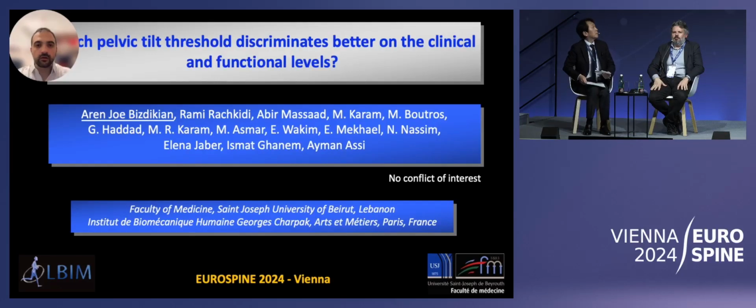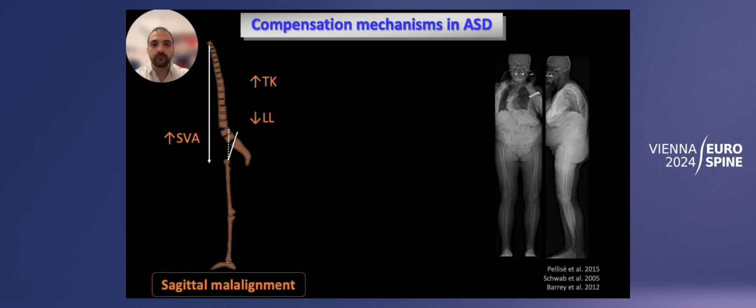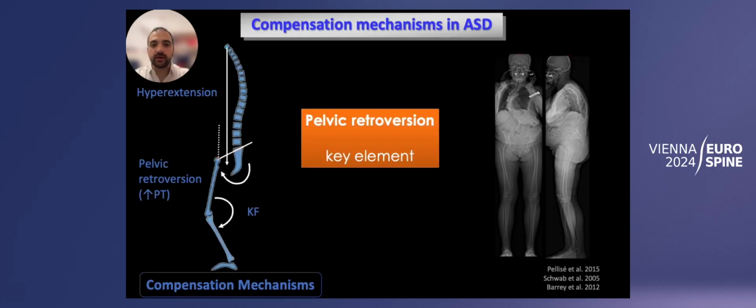Good morning. Today I will be discussing which pelvic tilt threshold best discriminates on both the clinical and functional levels. Adult spinal deformity is known to lead to spinal malalignment with anterior shift of the C7 plumb line. To counter this, certain compensation mechanisms take place, of which pelvic retroversion plays a key element.